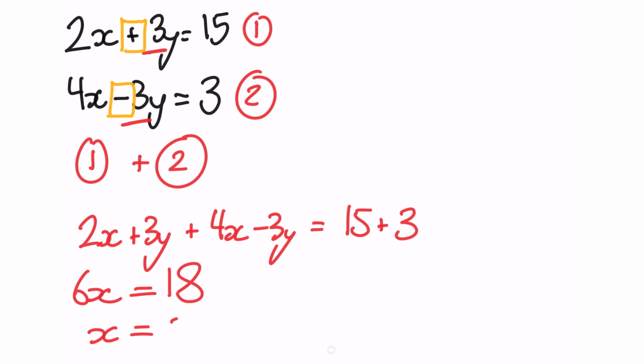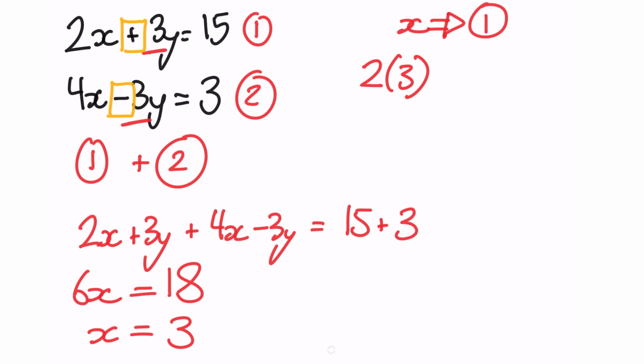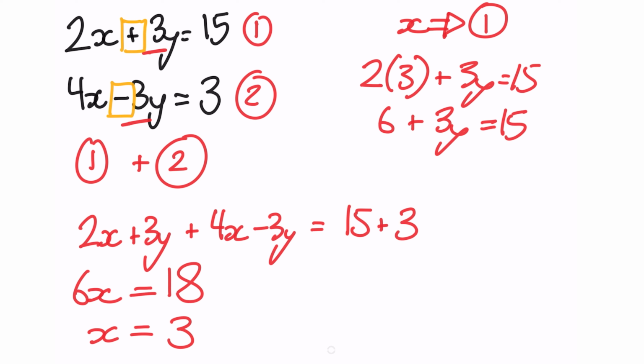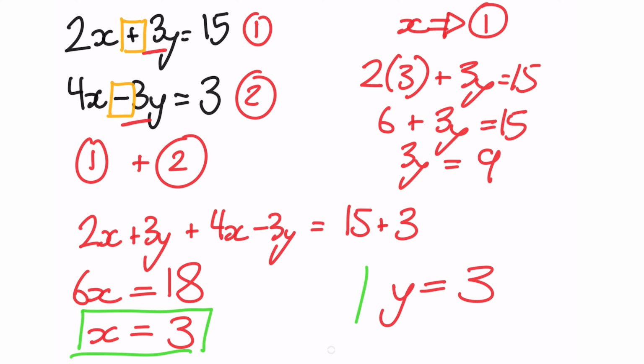Therefore, x is 3. Now that we know x, we can substitute that into our first equation. So we'll have 2 times 3 plus 3y equals 15. This will become 6 plus 3y equals 15. Subtracting 6 from both sides, 3y equals 9. Therefore, dividing by 3, y will equal 3. So x equals 3 and y equals 3.